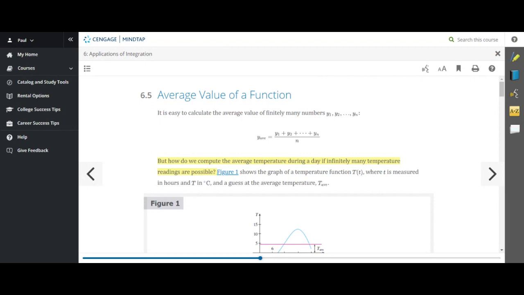So let's just recall here real quick. Let me bring up the whiteboard. Let's say you have the numbers 7, 8, and 6. What would the average be of these three numbers, 7, 8, and 6?